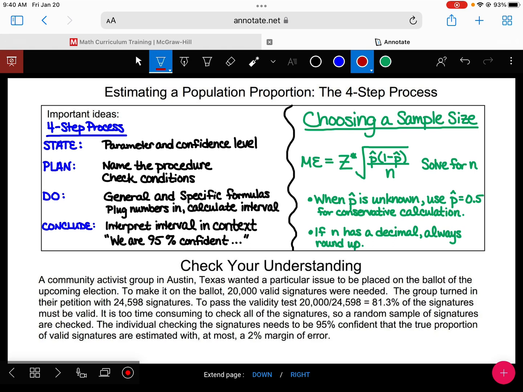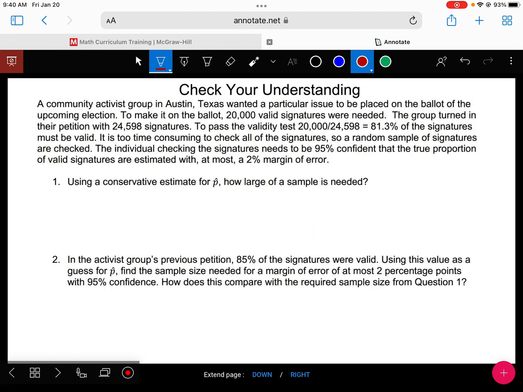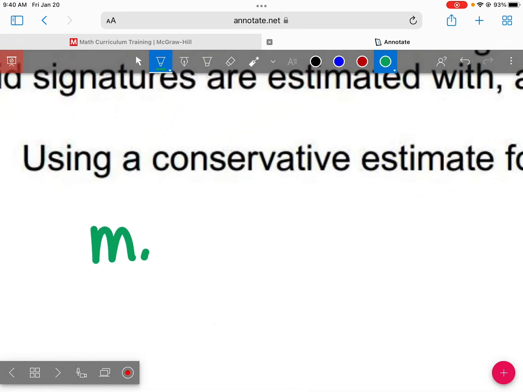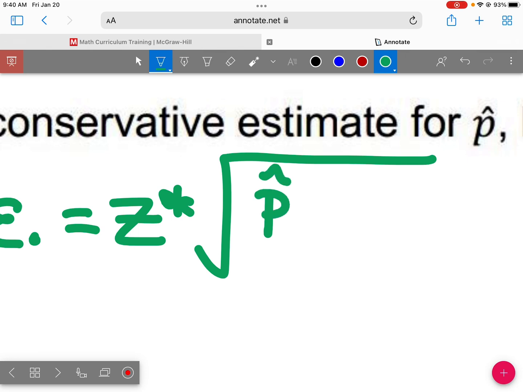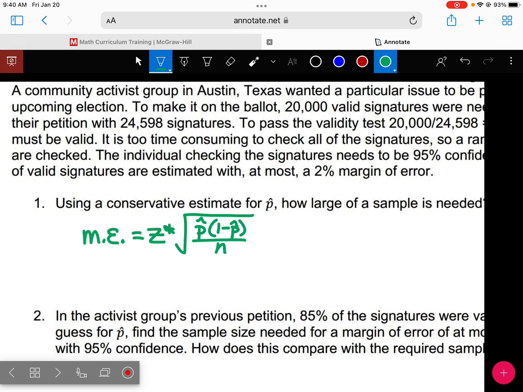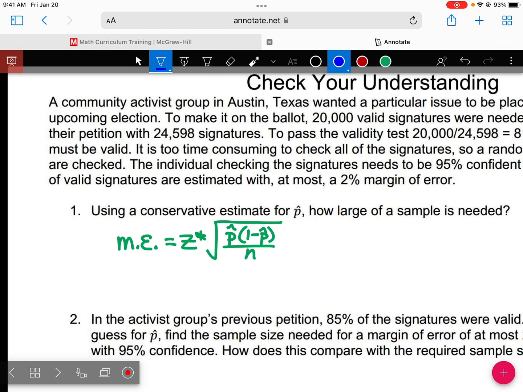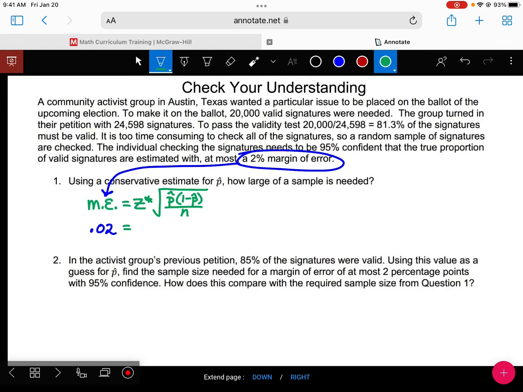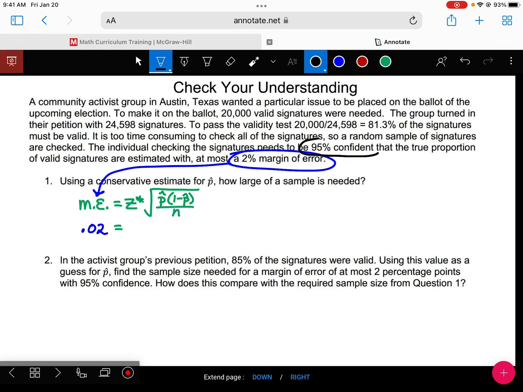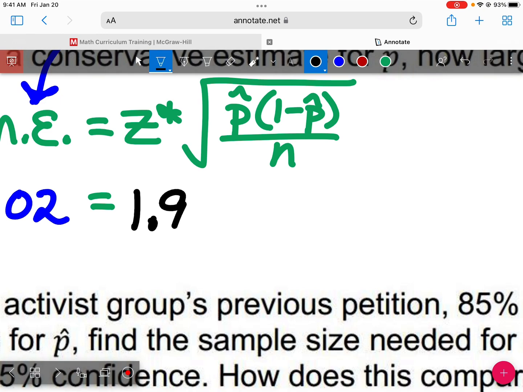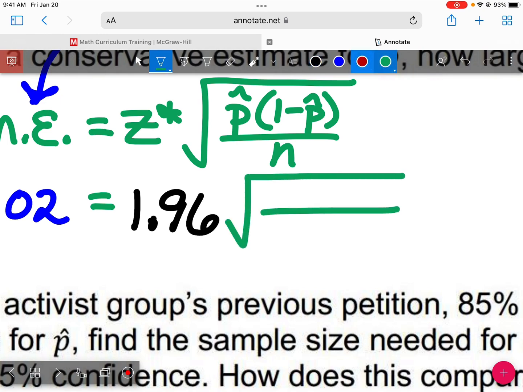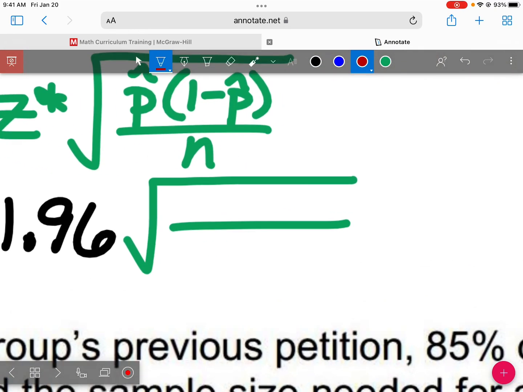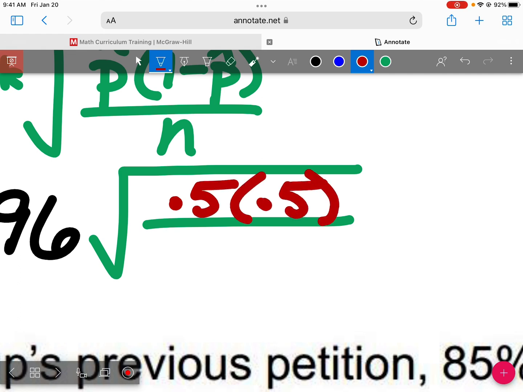Look quickly at number 1 on the check your understanding. So my margin of error is equal to Z star times the square root of P hat times 1 minus P hat over N. We're going to solve this for N. What is our margin of error? Yes, 2%. So we're going to put that in here, 0.02. What are we putting in for Z star? 1.96. We want a 95% confidence interval. And then the square root, we're going to use a conservative estimate for P hat. What is our conservative estimate for P hat? 0.5. So I've got 0.5 times 0.5 over N.